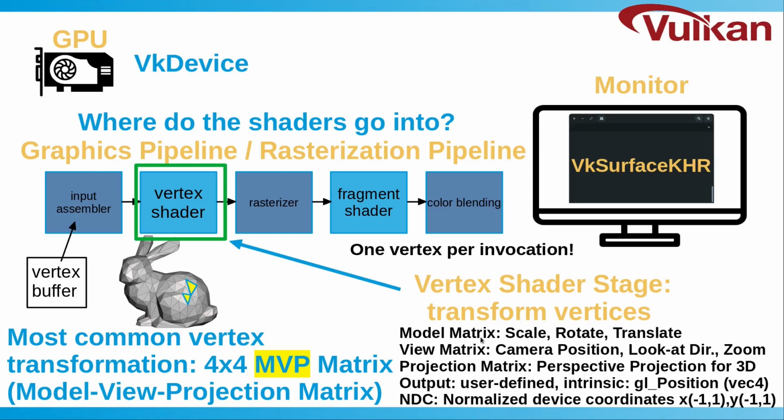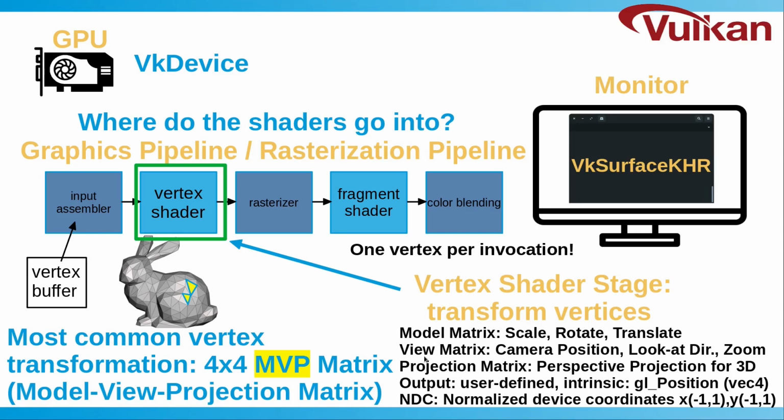Now, the model matrix is used to place a model into our scene. When this model comes out of Blender, for example, it comes with a certain scale, it has its own origin, and we need to place it somewhere in our scene. So for that, we scale it, rotate it, and translate it, and that can be expressed with a model matrix.